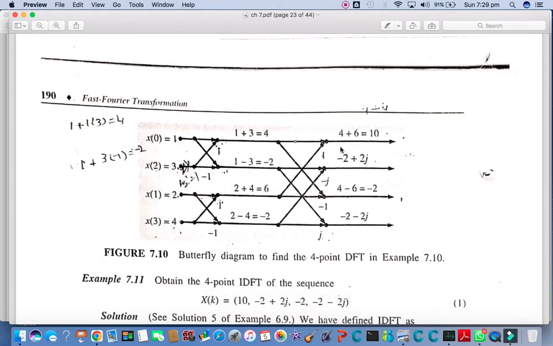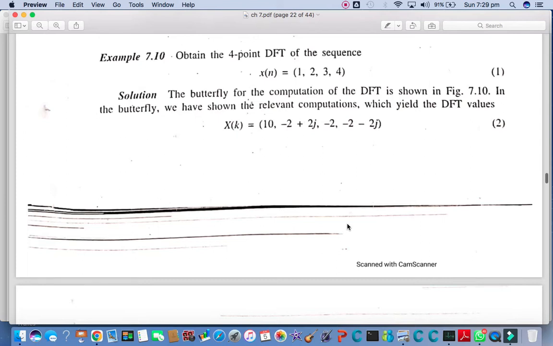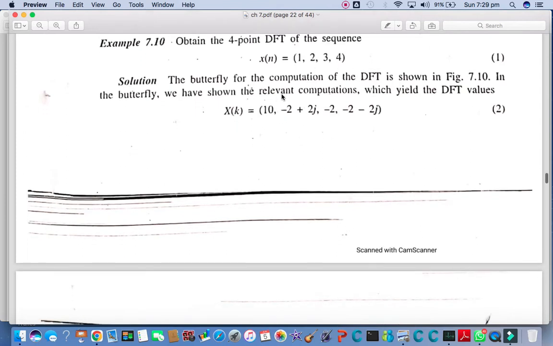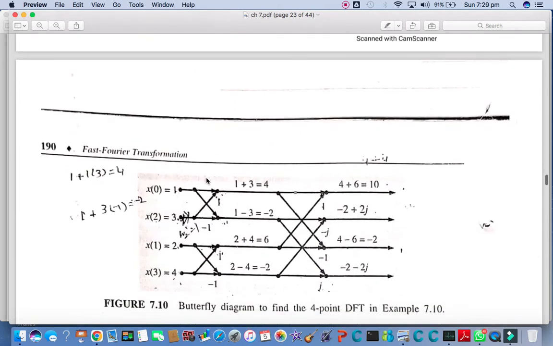So we are getting these values 10, minus 2 plus 2j, minus 2 and minus 2 minus 2j, and these are the same values which we get from the normal DFT method by following its DFT formula. So we can say that this FFT by using the butterfly method has given us the correct values.